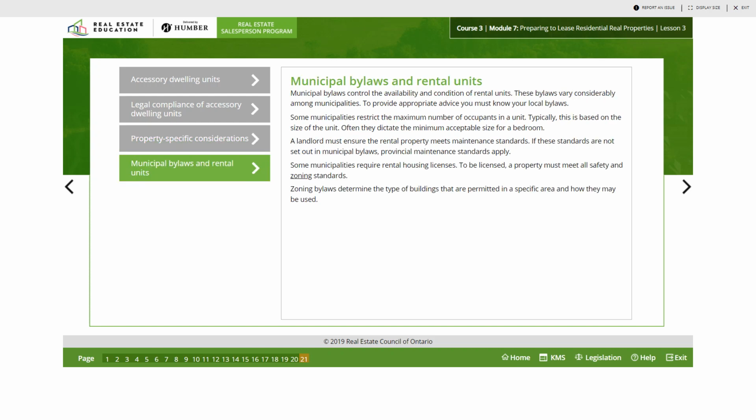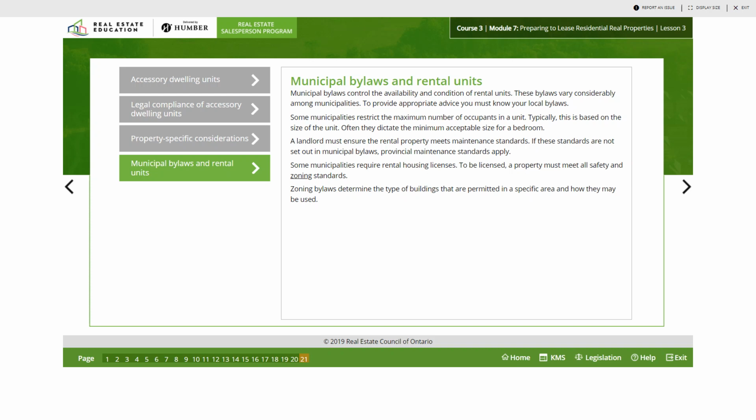Municipal bylaws and rental units. Municipal bylaws control the availability and condition of rental units. These bylaws vary considerably among municipalities. To provide appropriate advice, you must know your local bylaws. Some municipalities restrict the maximum number of occupants in a unit. Typically, this is based on the size of the unit. Often they dictate the minimum acceptable size for a bathroom.